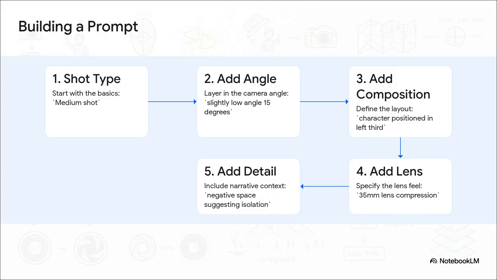We're going to start super simple, medium shot. Okay, easy enough. Now let's layer on the angle. Slightly low angle, 15 degrees. Good. Next, let's add composition. Character positioned in left third using rule of thirds. Now for the lens, 35mm lens compression. And for the final touch, we add that narrative detail, negative space frame right suggesting isolation.